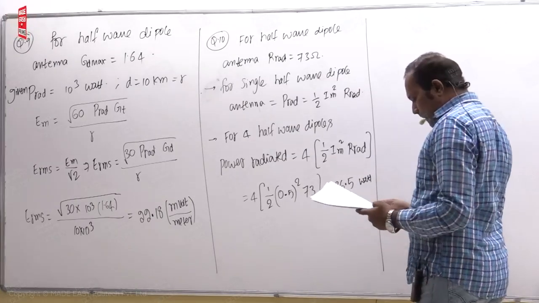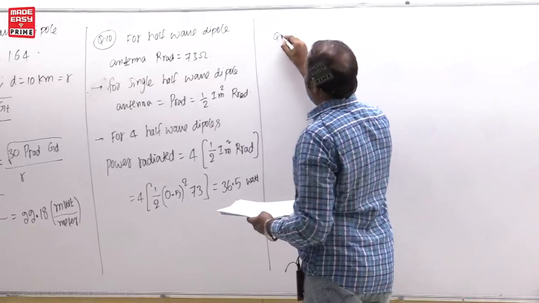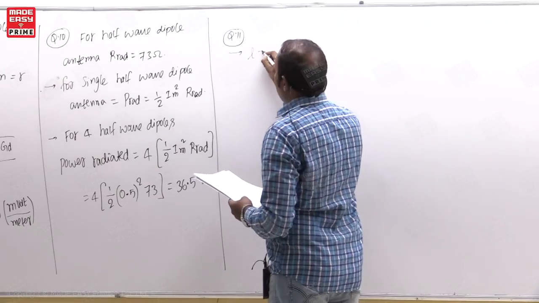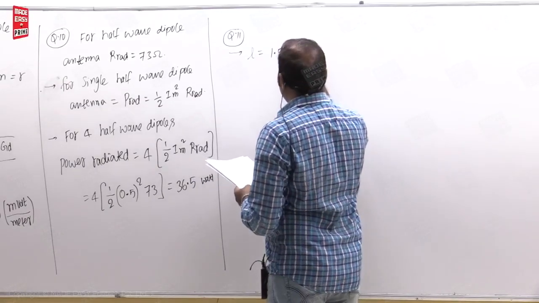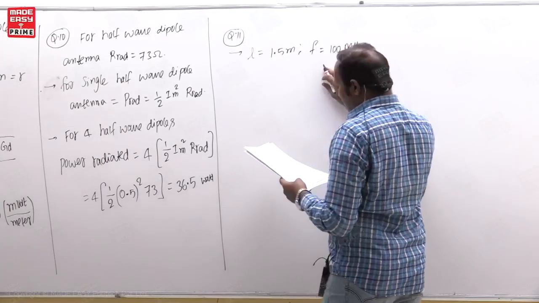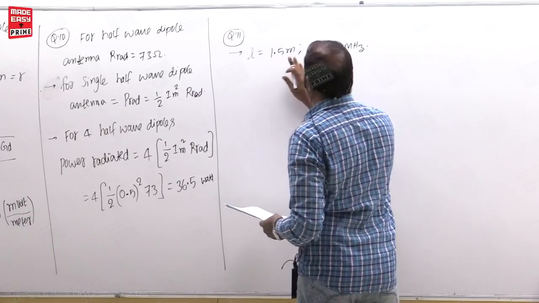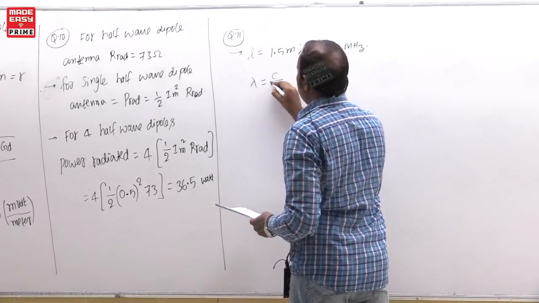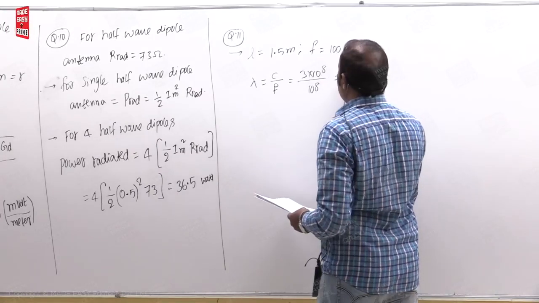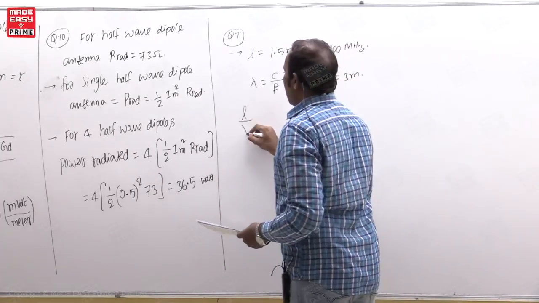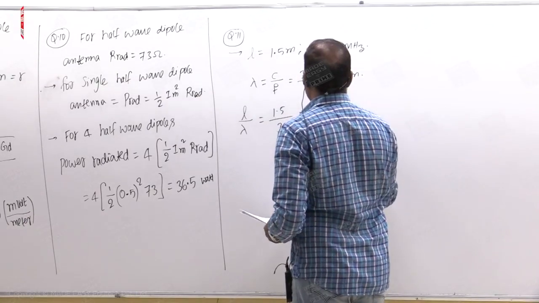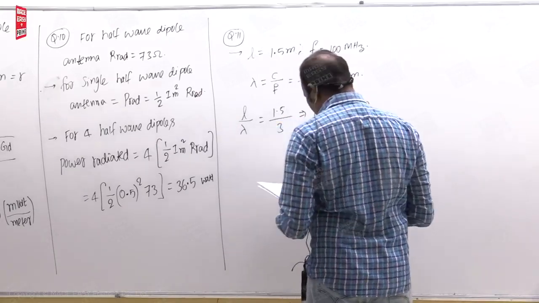Now question number 11. In the first case, L is equal to 1.5 meter given, then frequency is 100 megahertz. First, if frequency is given, you find lambda, that is C by F. 3 into 10 to the power 8 divided by F, which is 10 to the power 8. So that is 3 meter. Now take the ratio L by lambda. L is 1.5, this is 3. That implies L is equal to lambda by 2. This is equation number 1 for the first case.